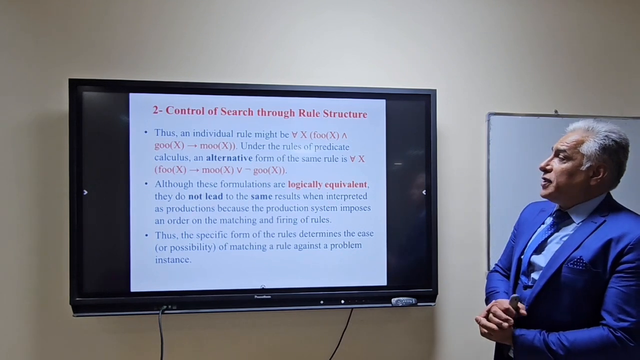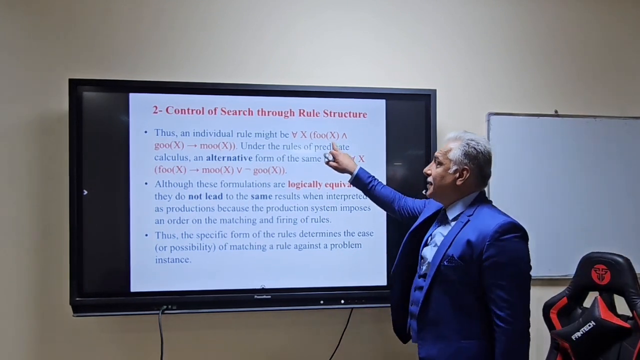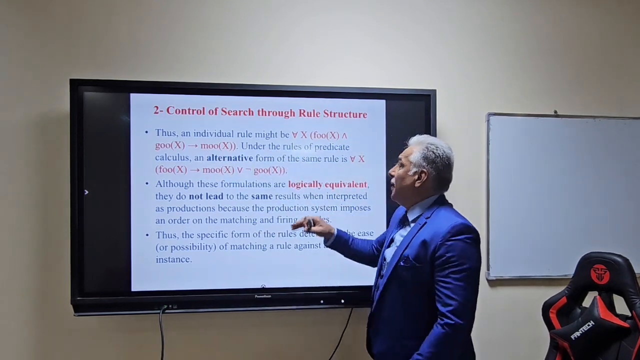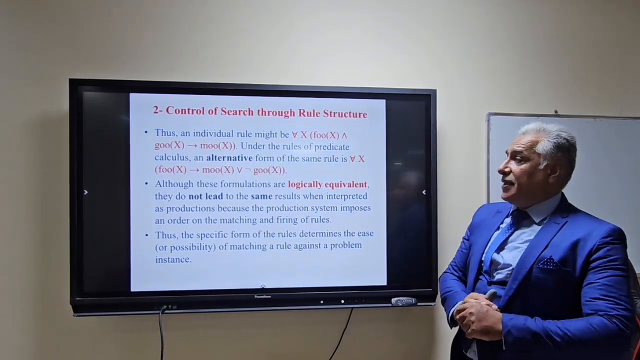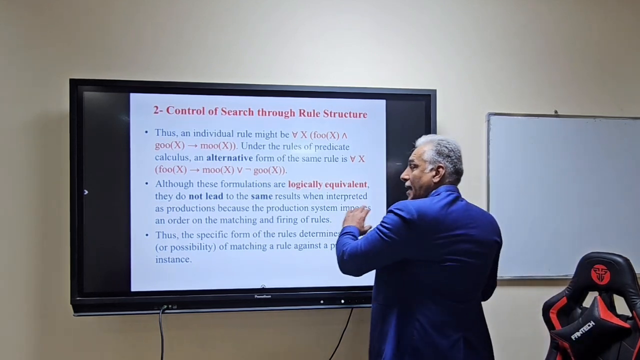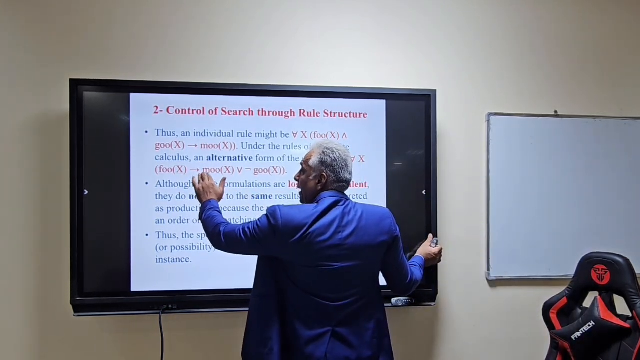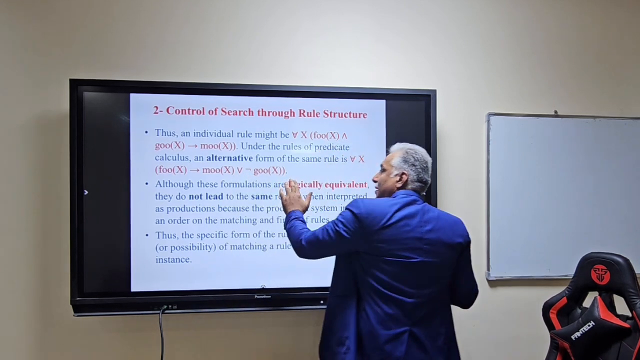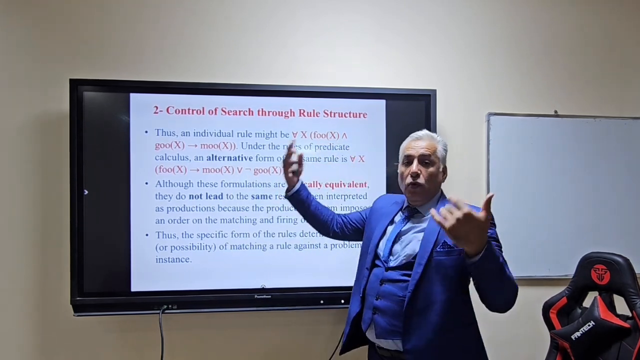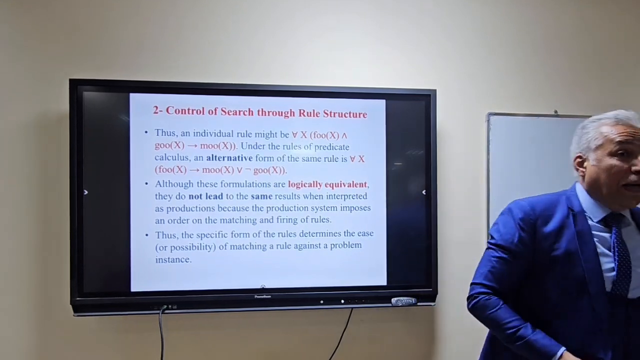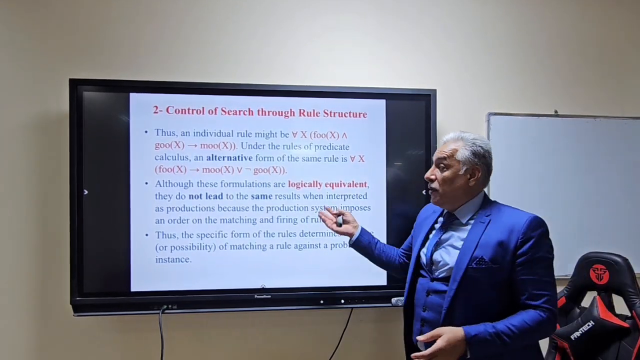Thus, an individual rule might be: for all x, who(x) and go(x) imply mu(x). And the rules of the predicate calculus. An alternative form of the same rule is: for all x, who(x) imply mu(x) or not go(x). These two rules are logically equivalent. But practically, they are not.